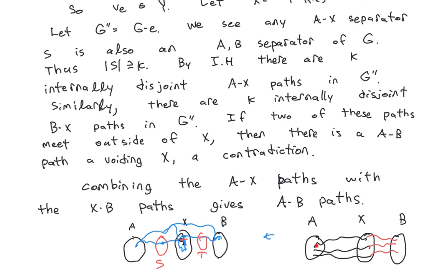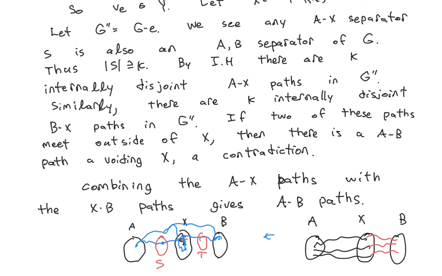We note any path, one of these black paths, can't go around X to go into B, as noted before. And so the black paths and the red paths cannot intersect outside of X, because if they do, then you'd create another path from A to B, and then X is not a separating set. And so the conclusion is, looking at what you see from the picture, you should be able to glue the paths together to create paths between A and B, exactly K of them.